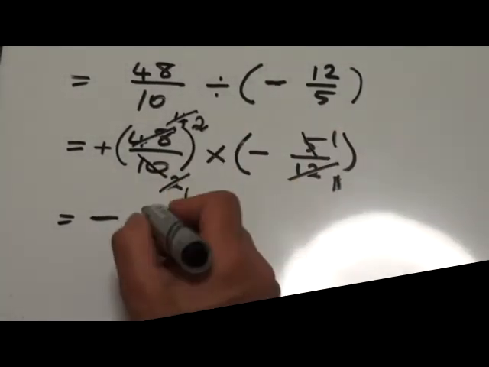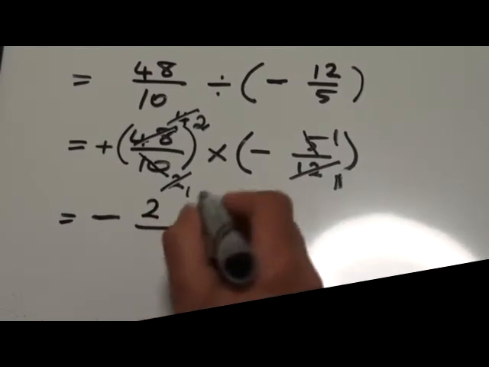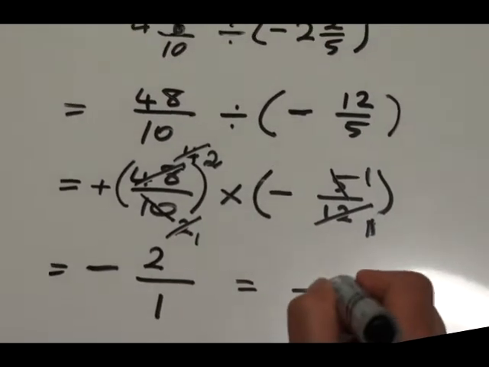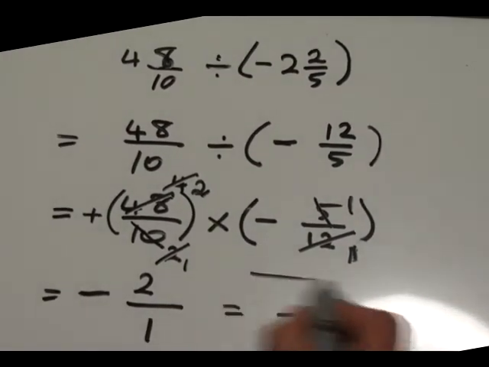Let's now multiply the top together. 2 times 1 is going to give me 2 on top. 1 times 1 is going to give me 1 on the bottom. So this is my answer. So I can actually clean it up by writing -2 as my answer, and it's finished.